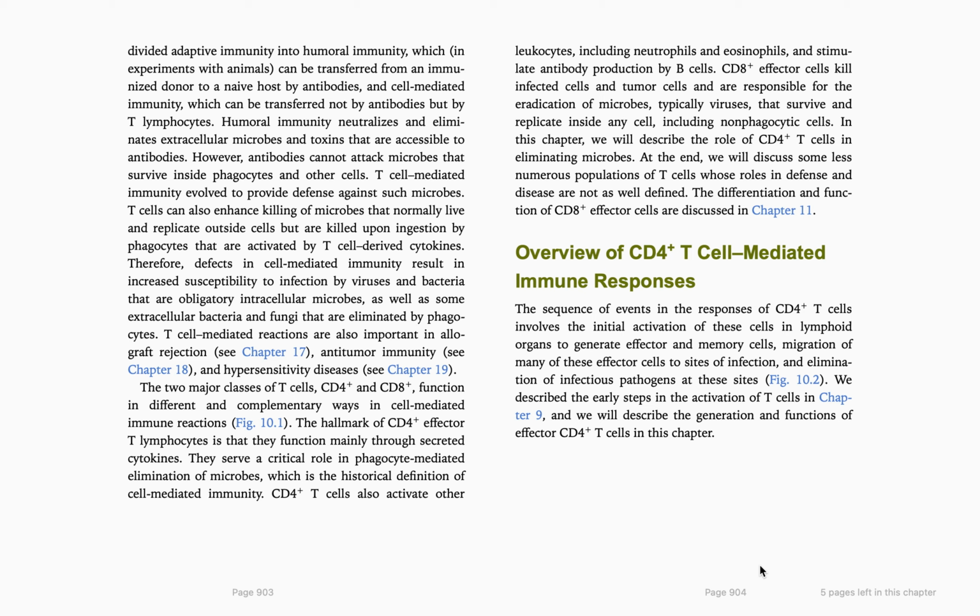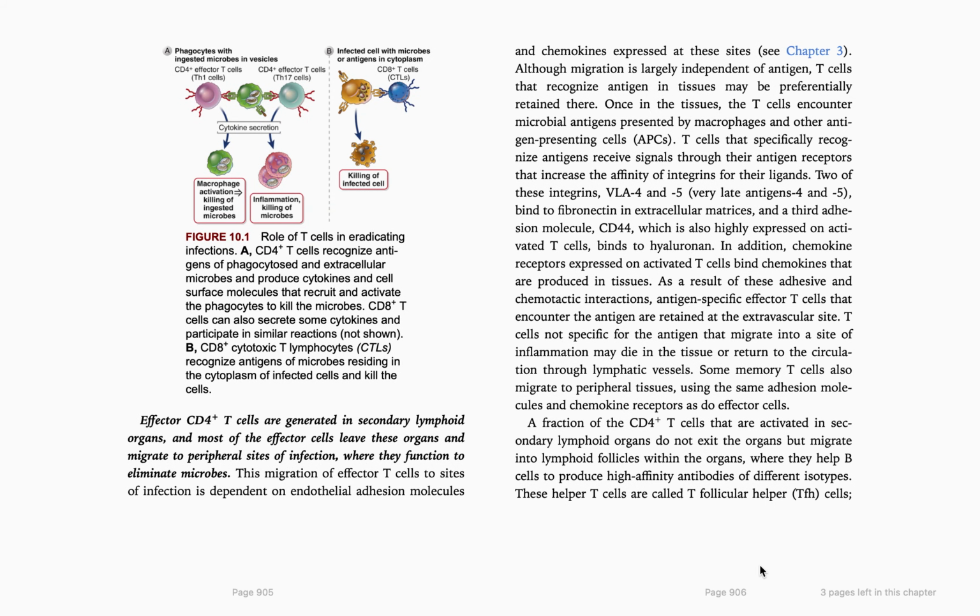Overview of CD4 T cell mediated immune response. The sequence of events in the response of CD4 T cells involves the initial activation of these cells in lymphoid organs to generate effectors and memory cells, migration of many of these effector cells to sites of infection, and elimination of the infectious pathogen at these sites. We described the early steps in activation of T cells in chapter 9, and we will describe the generation and function of effector CD4 plus T cells in this chapter.